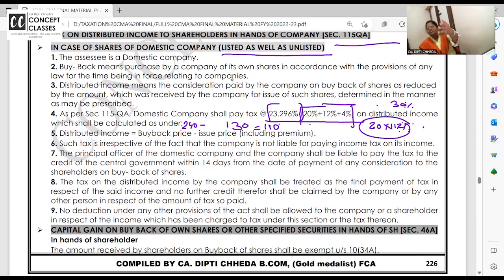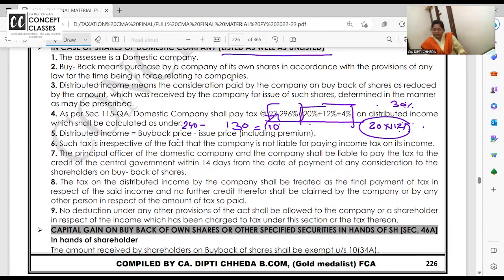For whom? For the shareholders. But here, on this 110, who will pay the tax? On distributed income, who will pay the tax? The company, at the rate of 23.296%. Distributed income, buyback price minus issue price. Such tax is irrespective of the fact that company is not liable to pay income tax on its own income. They might have a tax holiday or some other reason, but on behalf of shareholders, who has to pay the tax? The company.